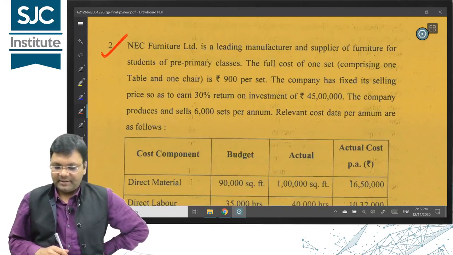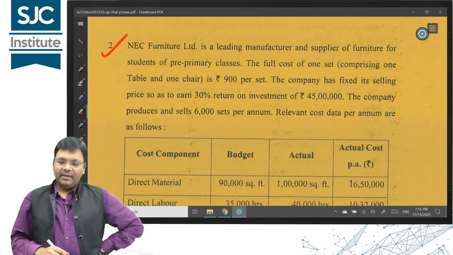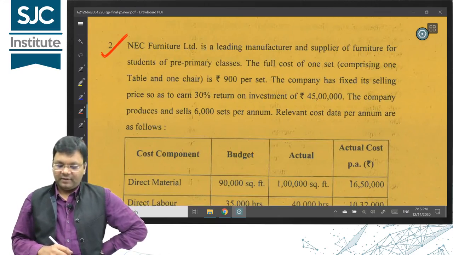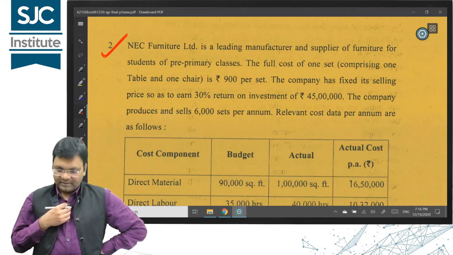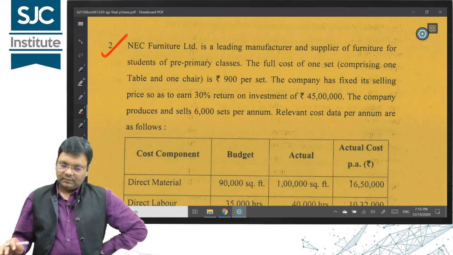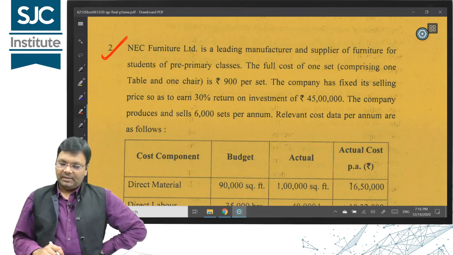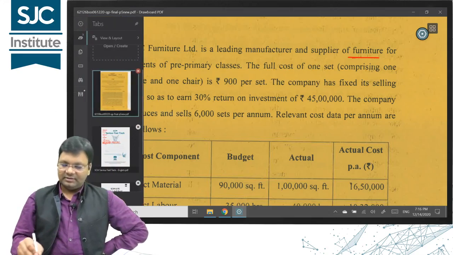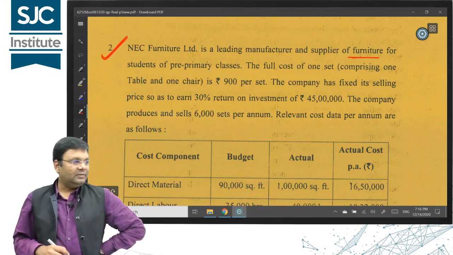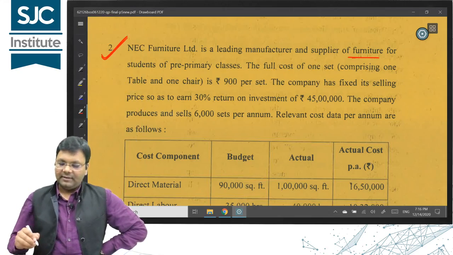NEC Furniture Limited is a leading manufacturer and supplier of furniture for students of pre-primary classes. The full cost of one set comprising one table and one chair is 900 per set. So they are supplying benches, kind of benches which are used in pre-primary classes, one set cost is 900.